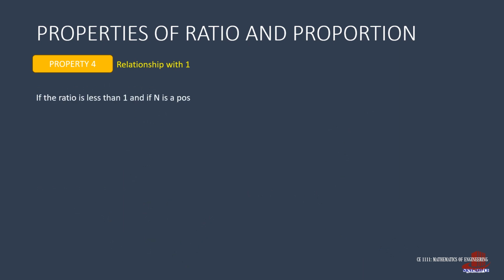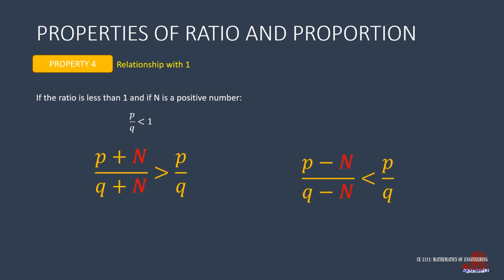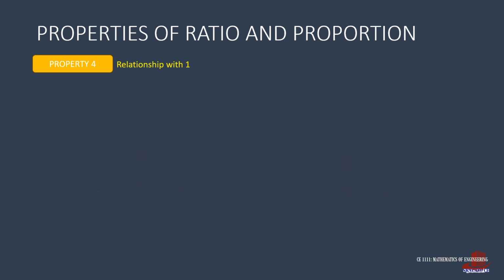The other part of the fourth property is when the ratio is less than 1, where adding a scalar will make the resulting ratio greater than the original ratio, and subtracting a scalar n makes the resulting ratio less than the original. Let's use numerical examples for the discussion. Take the ratio 7/8. This is less than 1, and n is still 5.